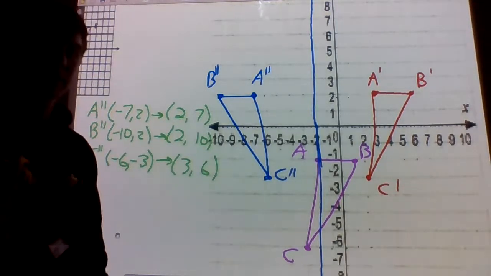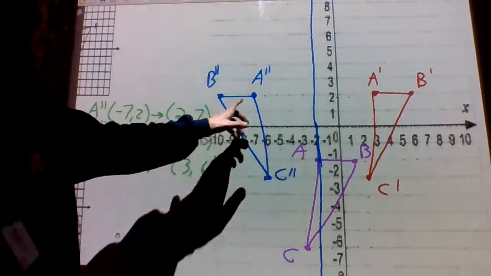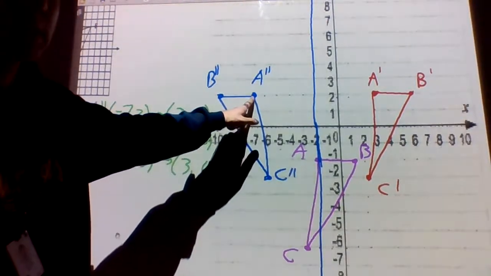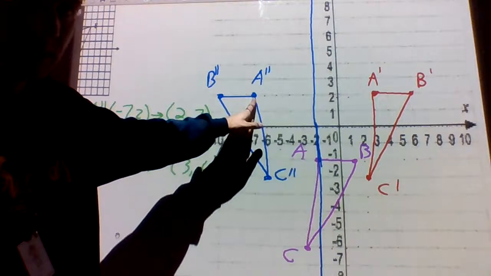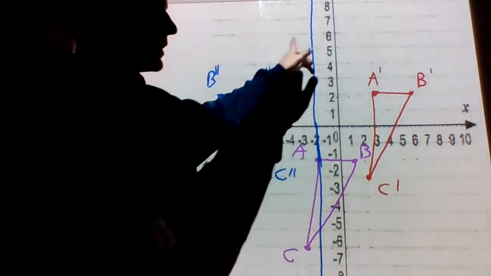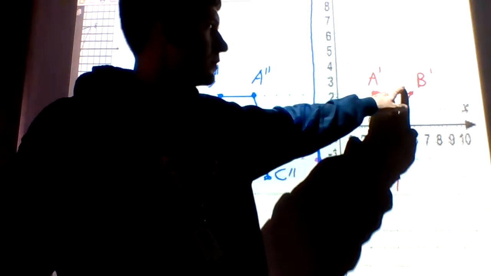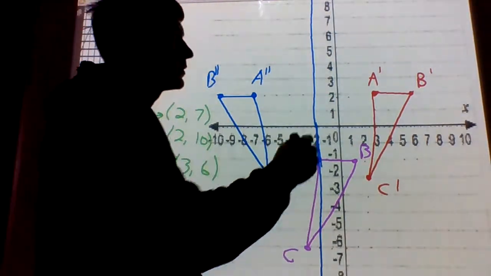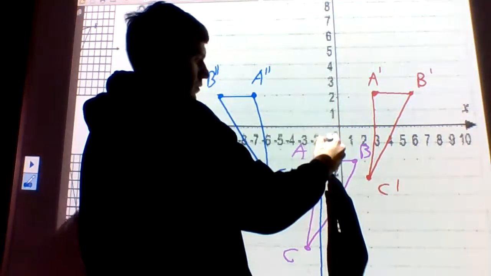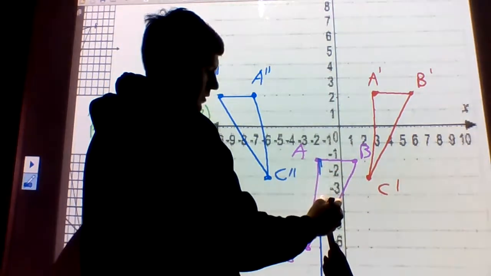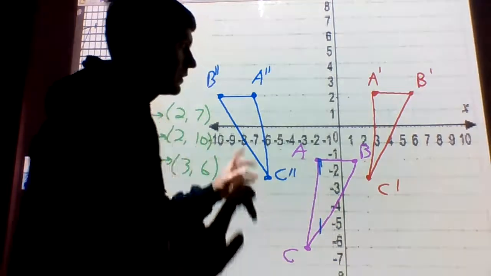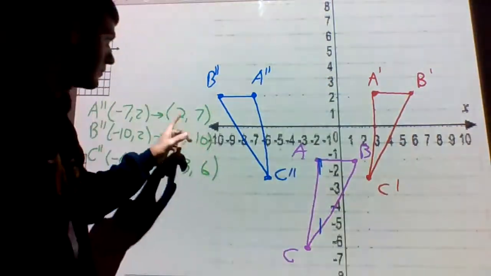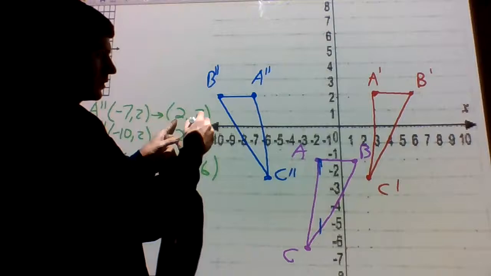Step 2 is to figure out the signs. So let's look at it. A right here is in quadrant 2. We're rotating 90 clockwise was the rule I said. So when I rotate 90 clockwise, I'm going to be in quadrant 1 here. Let me erase. This was the line we reflected over, this blue one. So it's going to be positive, positive. So we can put a point at 2, 7. Okay, that's A triple prime.